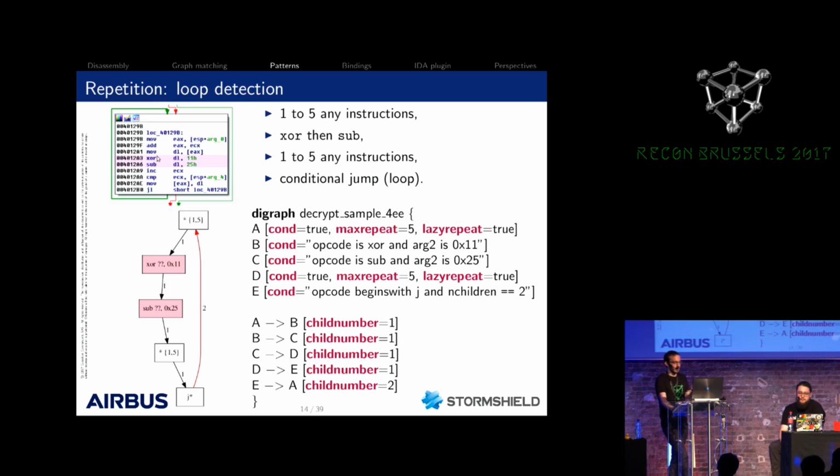So for this node A, it will match move, add, move. Then here it will stop because the next condition on B is fulfilled, because we have a XOR. Then B will match XOR, C will match sub, D will match again many instructions, so inc, compare, move. And it will stop on the last one because the last node says that it wants an instruction beginning with J and having 2 children, so that's the case with the conditional jump here.